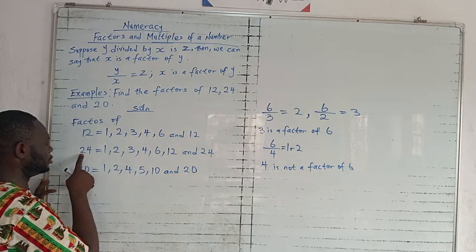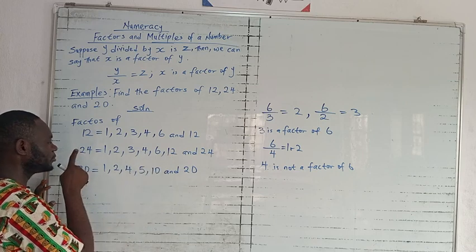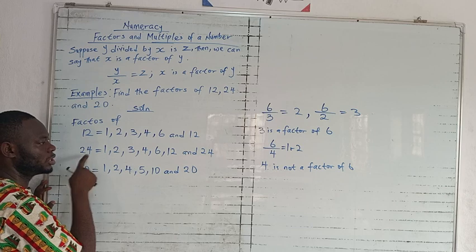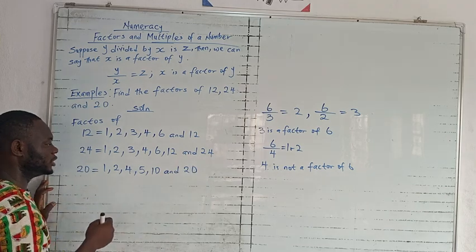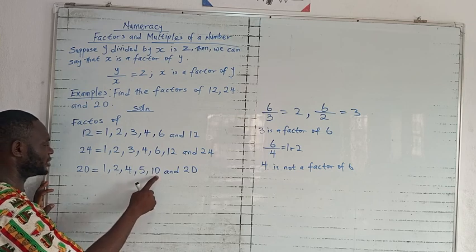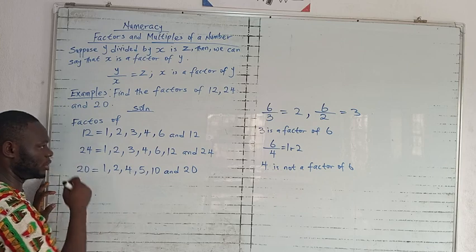Also, you can notice that in 24, as we got to 12, 12 is the half of 24, and the next factor becomes 24. The same thing with 20. 10 is the half of 20. Therefore, the next factor is 20.